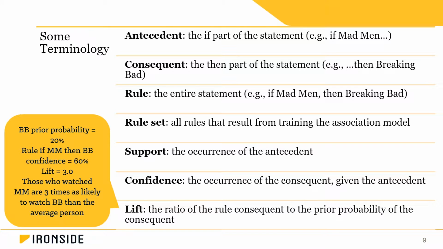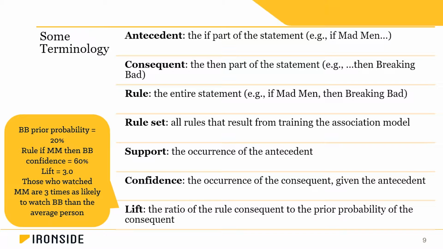So a quick example, if Breaking Bad was watched by 20% of your sample, then that's its prior probability. And if you found a rule like if Mad Men then Breaking Bad, and its confidence was 60%, well, that's 3 times the prior probability. So you could say that those who watch Mad Men are 3 times as likely to enjoy Breaking Bad than the average person would. So that gives you a sense of how to compare this to the rest of the sample.